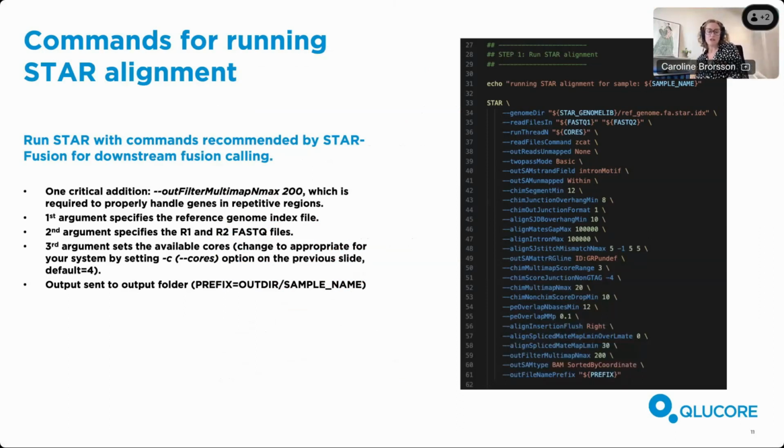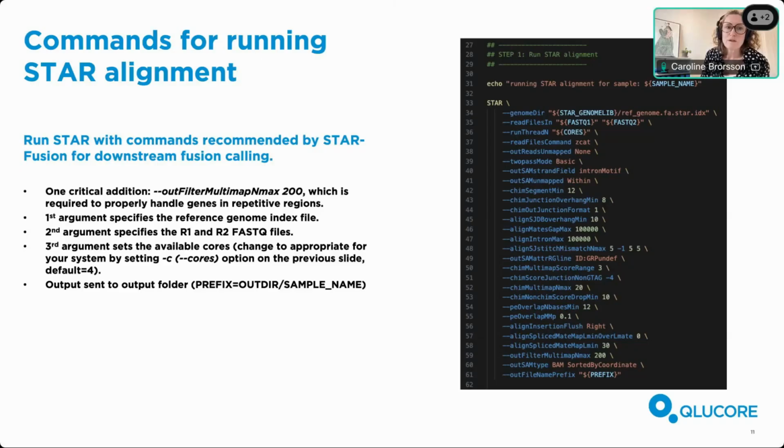But what is actually happening underneath the hood of the Docker container when you run the script? This slide just shows you the commands we use for running STAR alignment. All the arguments are recommended by STAR-Fusion for downstream fusion calling. We've made one critical addition, which is the flag outFilterMultimapNmax, which we set to 200 to handle genes in repetitive regions.